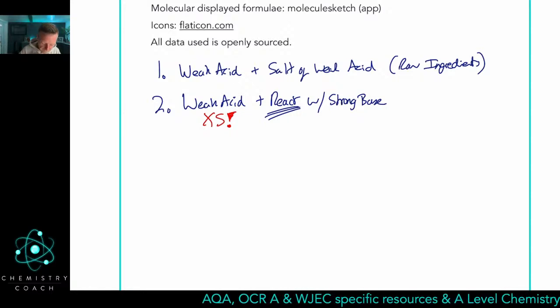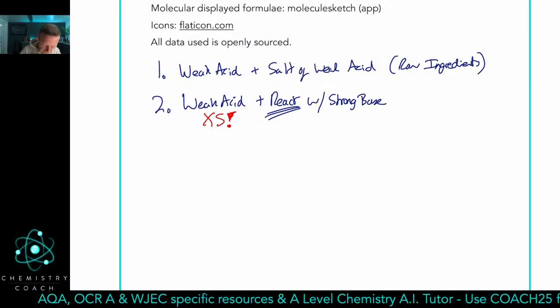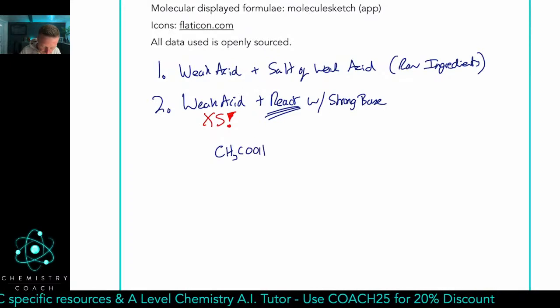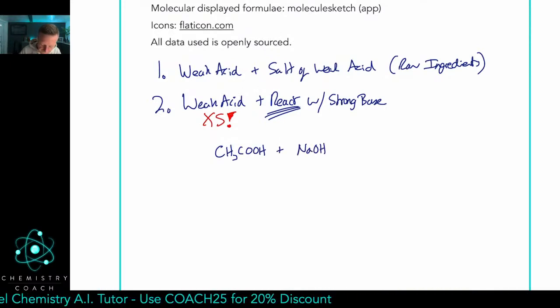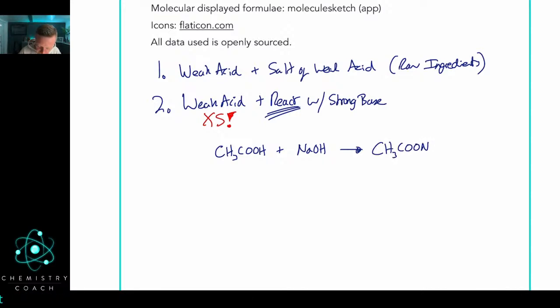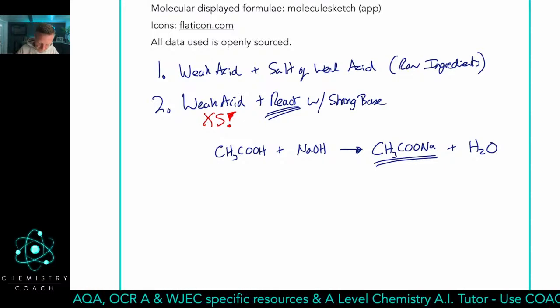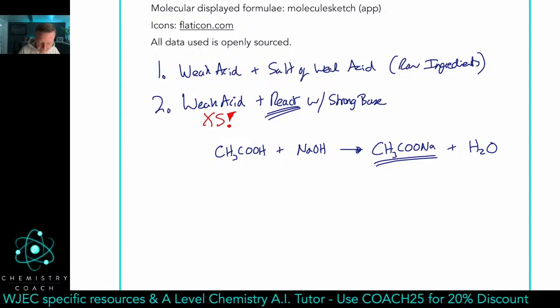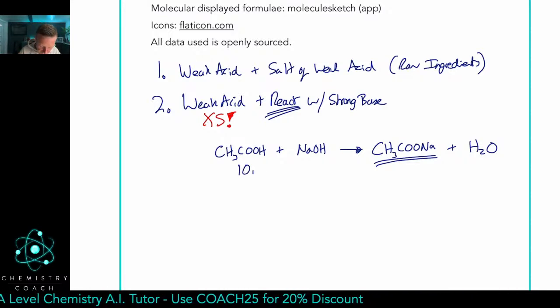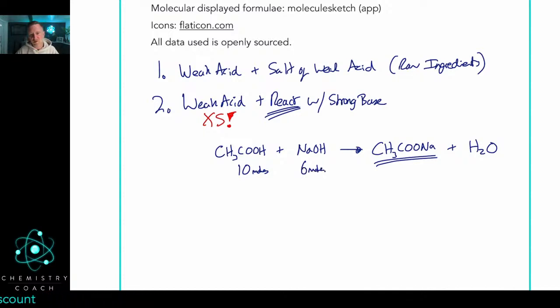So let me just show you real quick what I mean. Let's say we react ethanoic acid and sodium hydroxide. What that's going to make is sodium ethanoate, so that's our salt, and it's going to make water. As these two react together in a 1-to-1 ratio, let's say, I'm just going to use easy numbers here. Let's say we got 10 moles of the acid and 6 moles of our sodium hydroxide. Again, notice the acid has to be in excess.